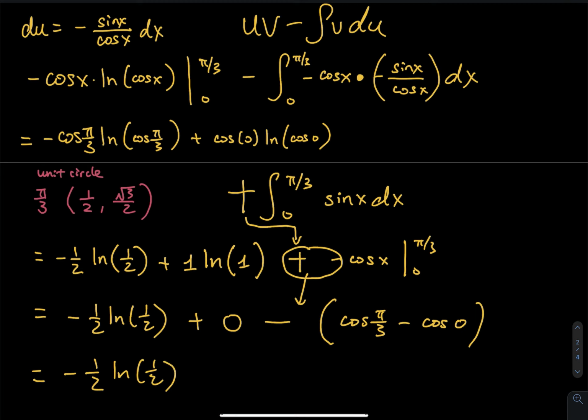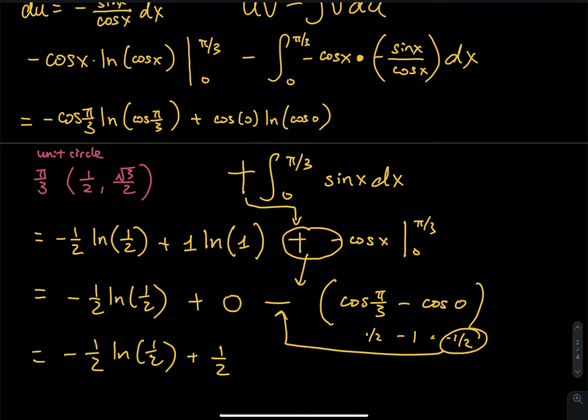Cosine pi over 3, that will be a 1/2, right? So this will be a 1/2 minus 1. So 1/2 minus 1 is just a negative 1/2. So that is equal to negative 1/2. So we have negative and this negative. So therefore, we will end up with a positive 1/2. And I think that's it. That is your final answer.